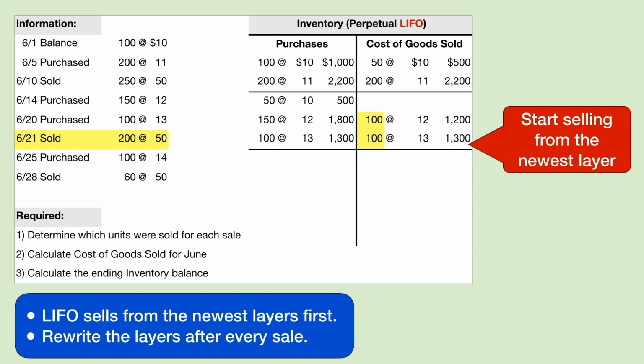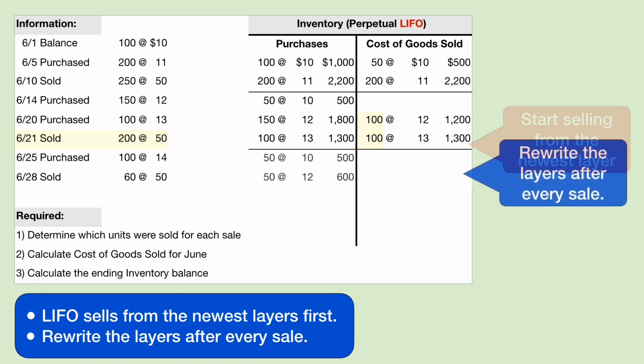So it looks like we sold all of layer 3 and part of layer 2. We must rewrite the layers after every sale. The previous layer 1 has not changed, and the previous layer 2 was 150 minus the 100 equals now 50 units at $12. We have two layers again at two different costs.